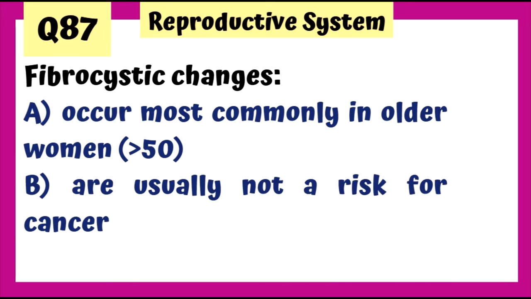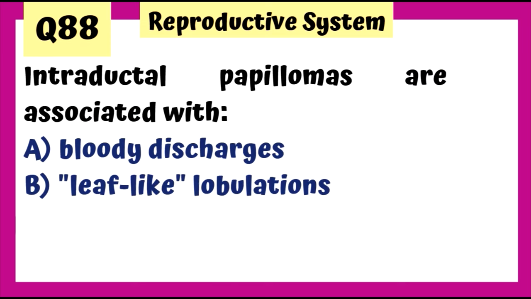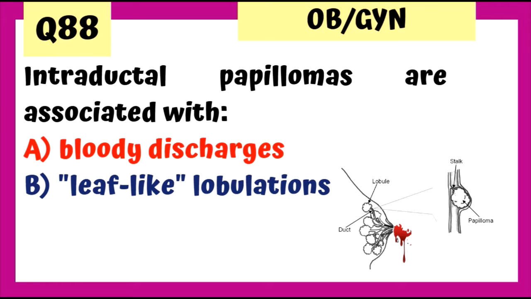Question 87, fibrocystic changes are usually not a risk for cancer and generally occur in females ages 20 to 50 who see changing hormonal levels present in the blood. All right, fibrocystic changes. Question 88, intraductal papillomas are associated with, these are the bloody ones, intraductal papillomas. The papilloma is blocking the duct and it can bleed. And it is a small fibroepithelial tumor right beneath the areola.